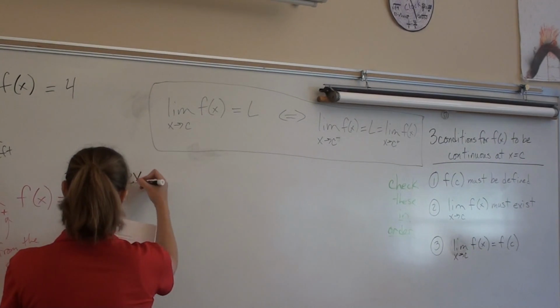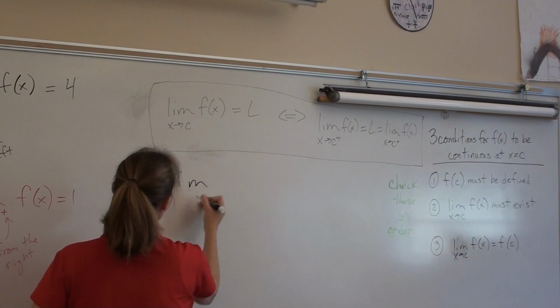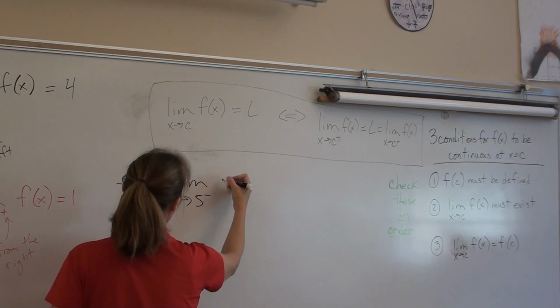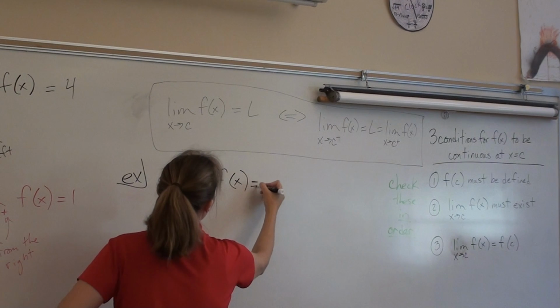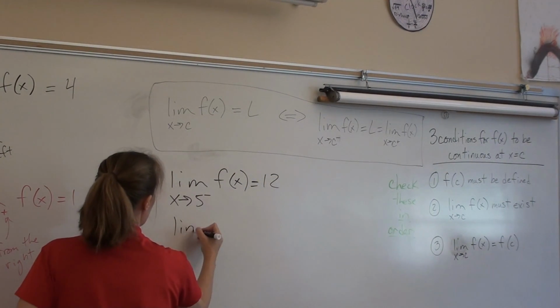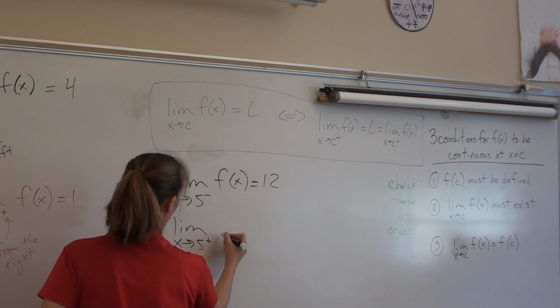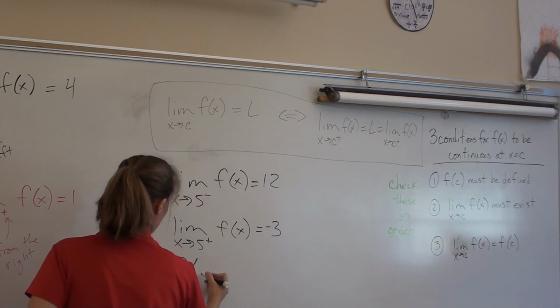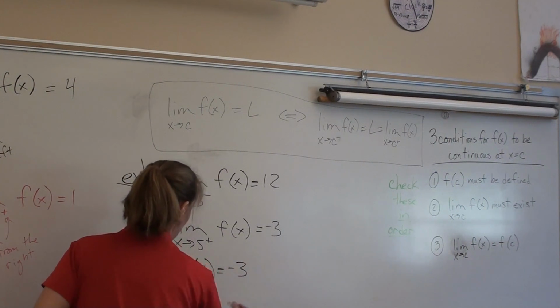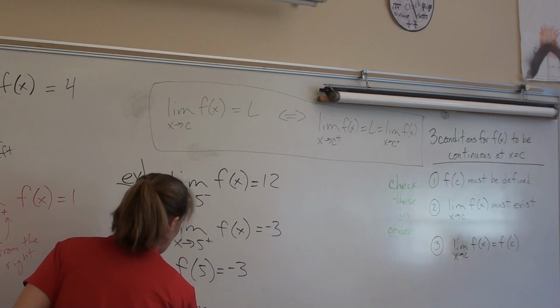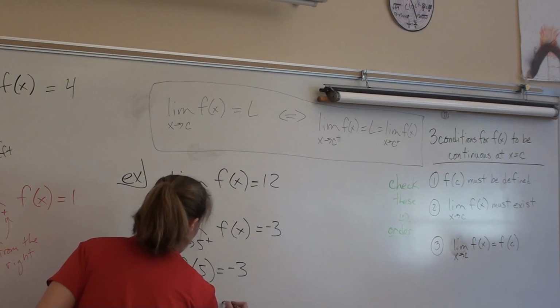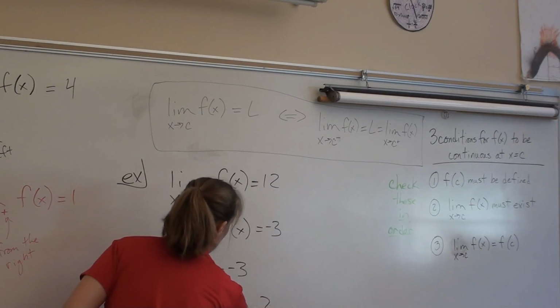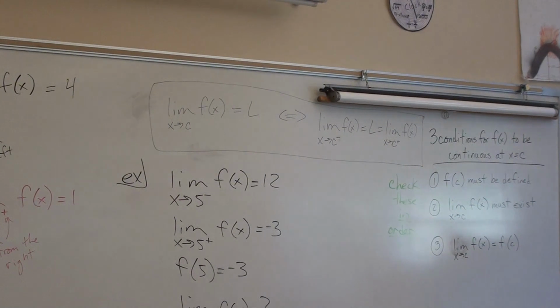All right, so first one, suppose the limit as x approaches 5 from the left of f of x is 12. The limit as x approaches 5 from the right of f of x is negative 3. That f of 5 is negative 3. Tell me, what is the limit as x approaches 5? Okay, in your groups, take a minute. Talk about this, see if you can come up with a consensus.